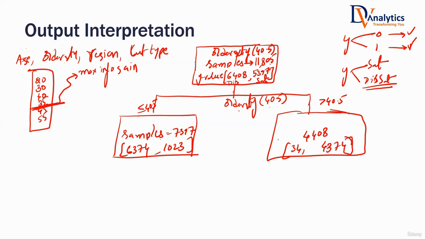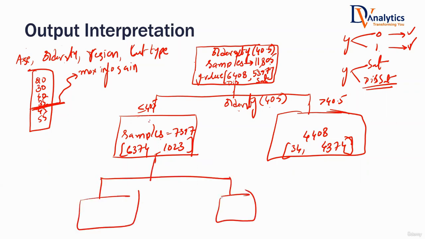4374. Okay. Now, is it a purest subset? Is the decision tree going to stop here? What is the next step the decision tree will do? It will try to find any other variable that can make it further pure. Now, on this subset, which variable has the maximum information gain? Age has the maximum information gain.